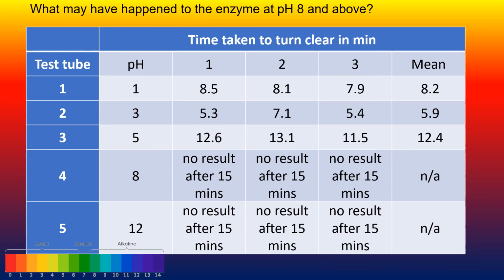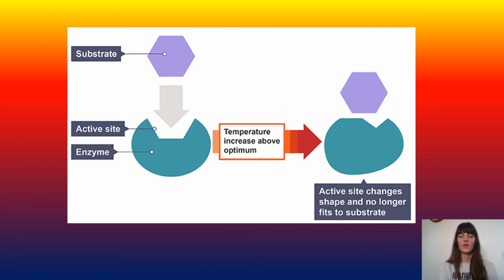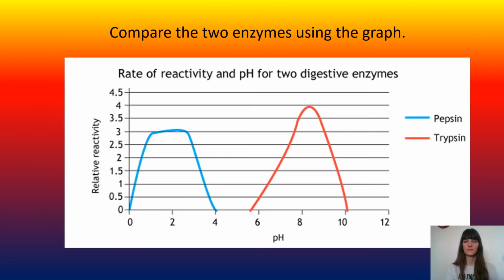What may have happened to the enzyme at pH 8 and above? I'd like you to pause the video and write down your ideas for me. So we can assume that the enzyme was denatured, and that's because there was no reaction after 15 minutes. If we're predicting that the pepsin optimal pH is 2 or 3, as looking at the table of results, then actually that's a massive difference going to pH 8 and above. So the enzyme shape, the active site, will have changed, and it won't have been able to combine with the substrate.